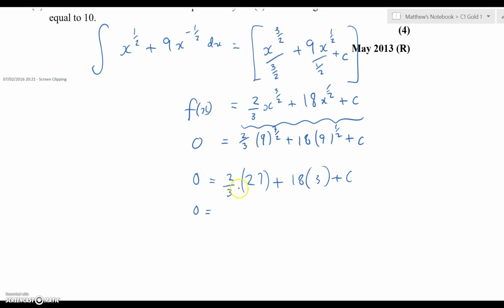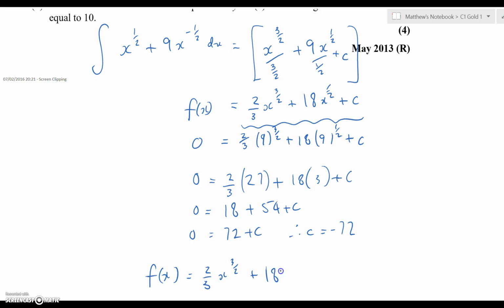So 2/3 of 27 is 18. 3 18s are 54 plus c. So I've got 72 plus c. So therefore c is equal to minus 72. So finally you've got your f of x equals 2/3 Okay, and now you're done.